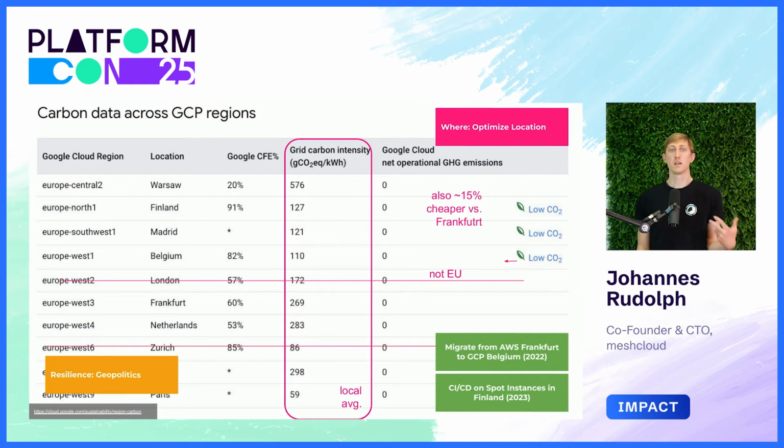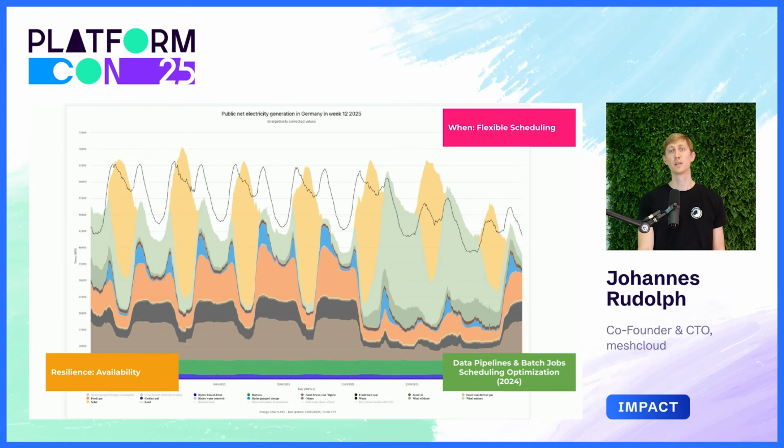And if you think about it that way and you build this region flexibility into your platform, you might also achieve some resilience goals when it comes to geopolitics, for example. You have built your platform in a way that you can shift things around if you have to, because the regulatory environment changes, for example. The second technique is being conscious about when you run your workloads.